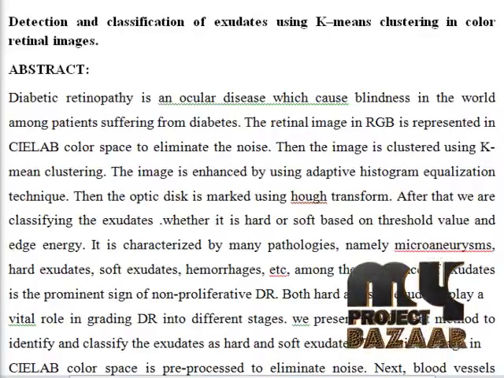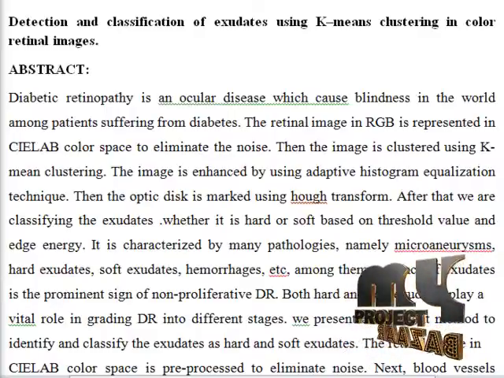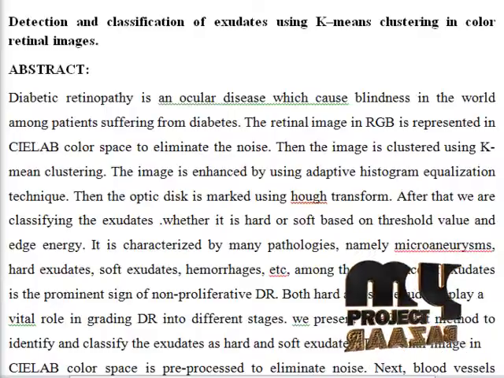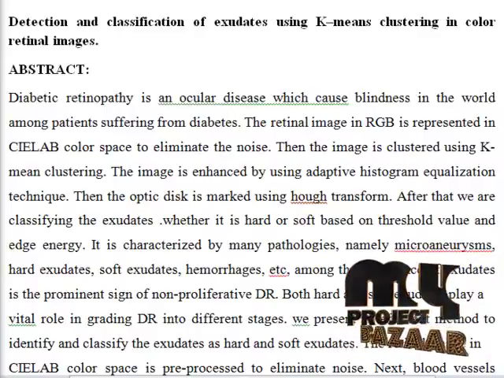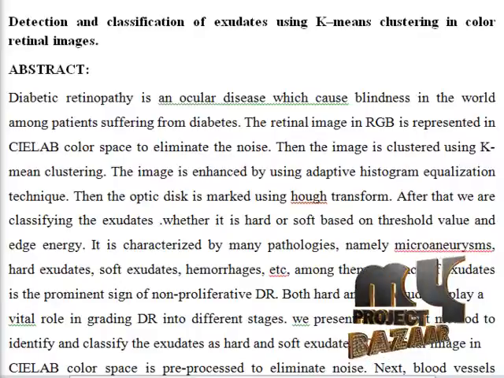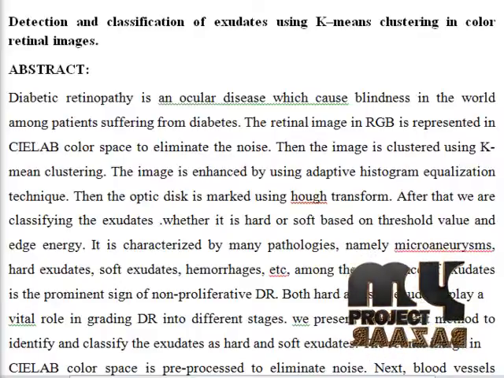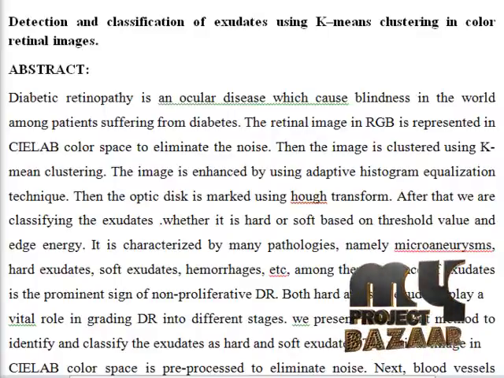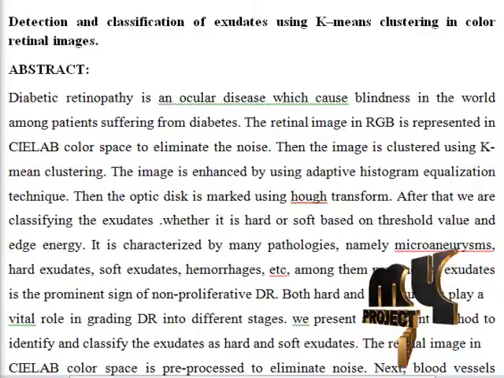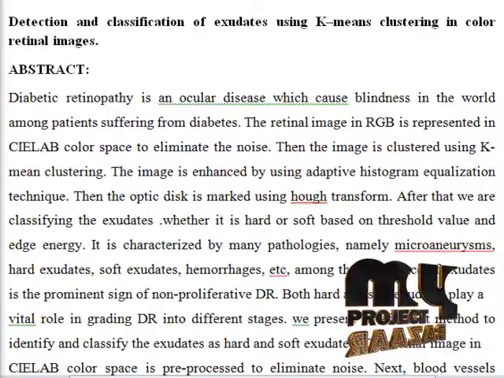The k-mean algorithm is an algorithm to cluster n objects based on attributes into k partitions, where k is less than n. It is similar to the expectation maximization algorithm for mixtures of Gaussians in that they both attempt to find the centers of natural clusters in the data. It assumes that the object attributes form a vector space.